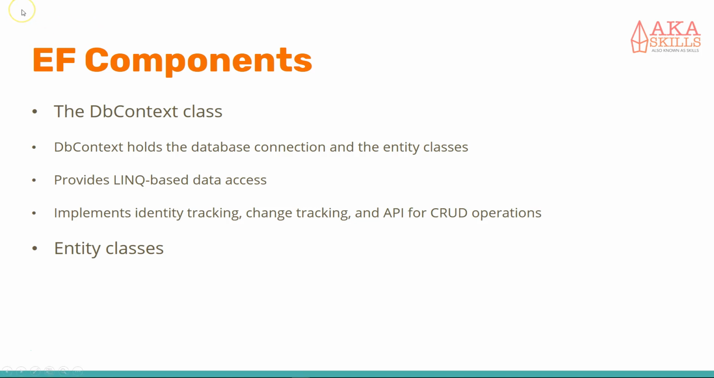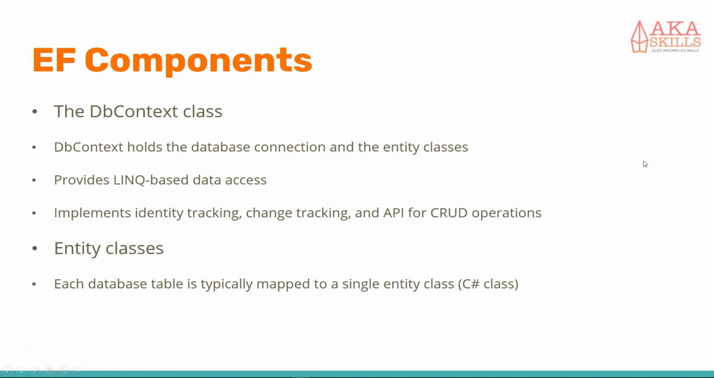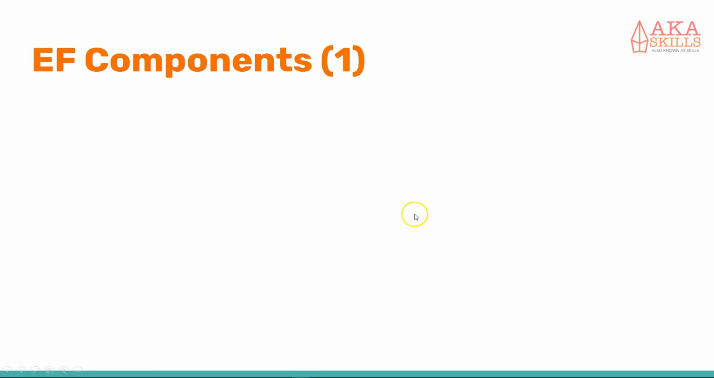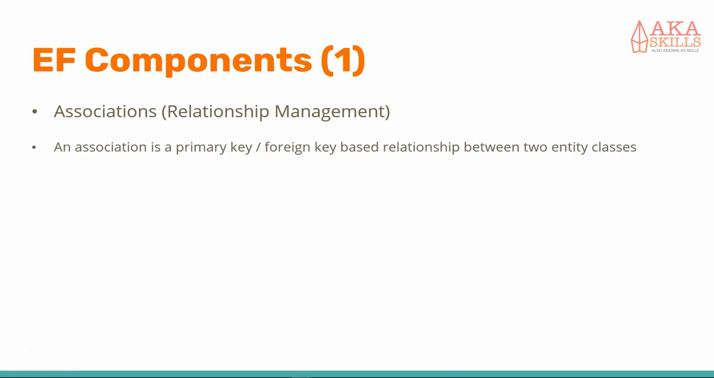So the first main component is DbContext. After that we've got the entity classes. Each database table is typically mapped to a single entity class, as we already know. We've got associations, which is basically relationship management. An association is a primary key, foreign key based relationship between two entity classes. So here we've got one to many, many to one, one to one, and many to many. So now here we've got relationships as associations. It allows navigation from one entity to another.